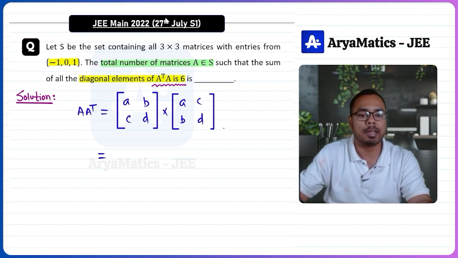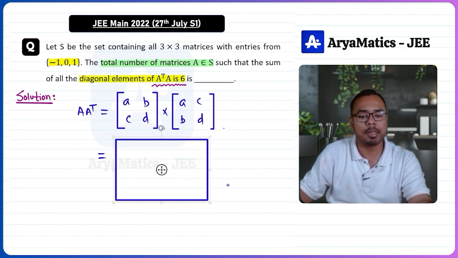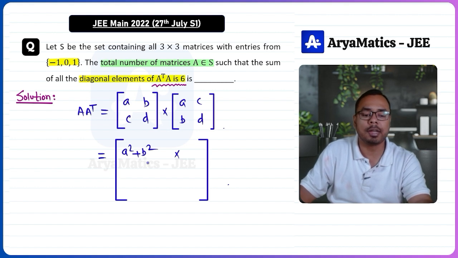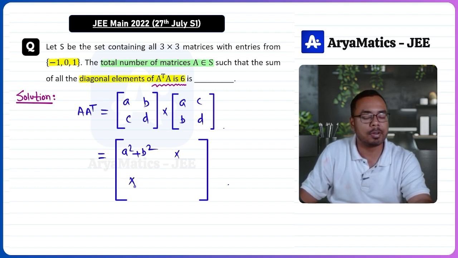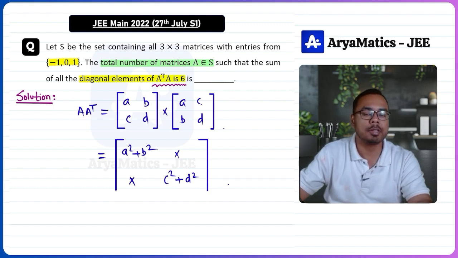Now if I multiply these two matrices, then result will be another 2 cross 2 matrix. And in order to find the element of first row, first column, we have to multiply first row with first column. So here we'll get A square plus B square. First row, second column, we do not need because we are only interested in the trace of this matrix. Similarly, this entry also we do not need. Second row, second column will give us C square plus D square. So this is our matrix A into A transpose.